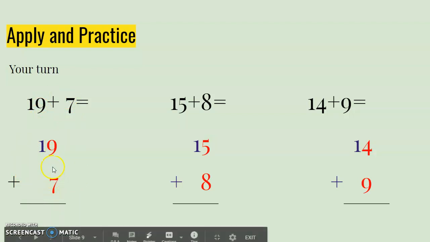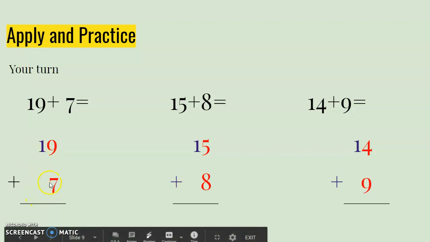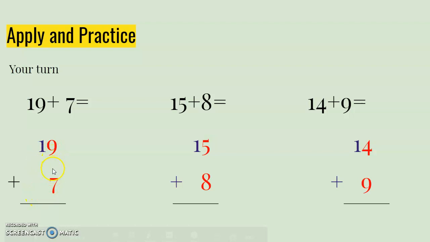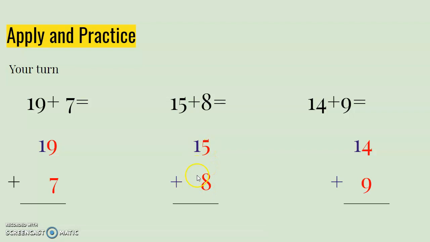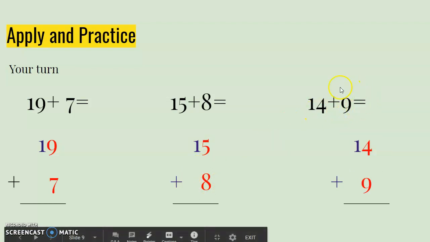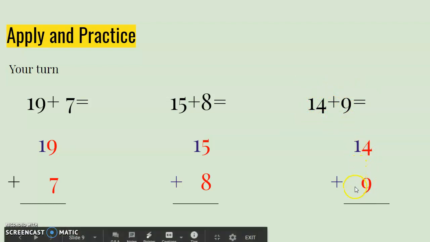Let's put them vertically on top. Line up the 9 and the 7, and the 10 in the tens place over here. When we know that we have 15 plus 8, we're going to rewrite that like this. 15 plus 8, line up your ones and then your tens. And then we have 14 plus 9, line up your ones and then your tens.